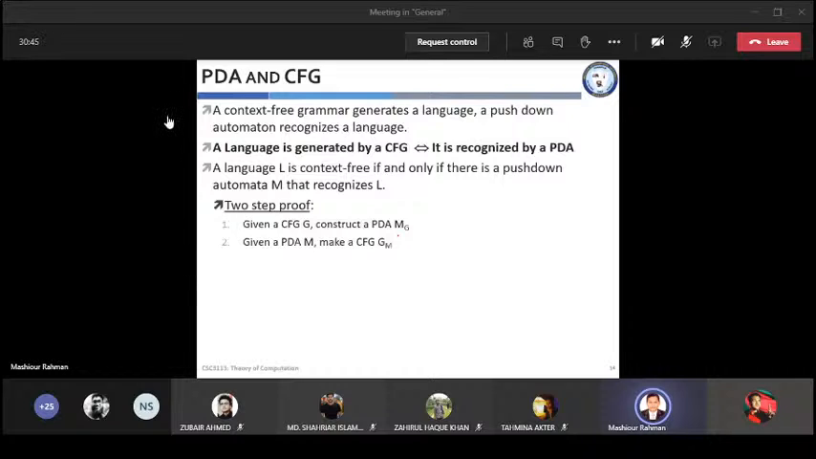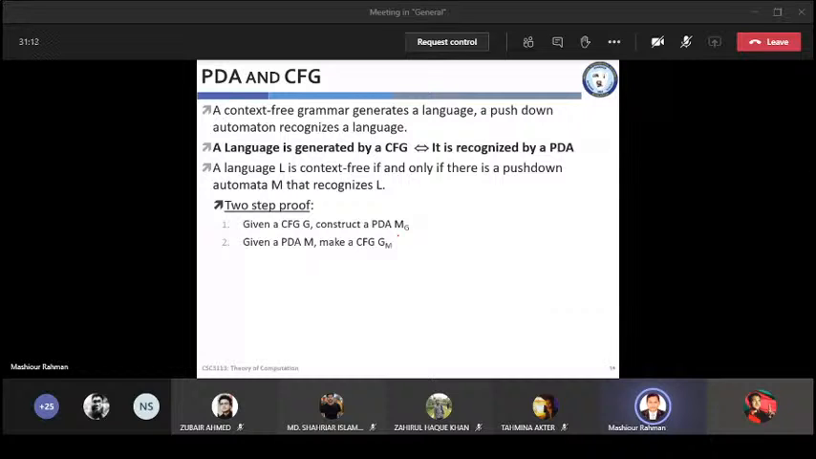Given a CFG, construct a PDA MG. That is, I will be given a CFG, and from that CFG I will build a PDA. That can be one thing. Another one is you are given a PDA, you make a CFG GM. Now we are not going to go for the second one because we haven't learned to build PDAs until now. So there is no question of building a CFG from a PDA. But from CFG to PDA, since we already know the PDA components, we can convert a CFG to a PDA.